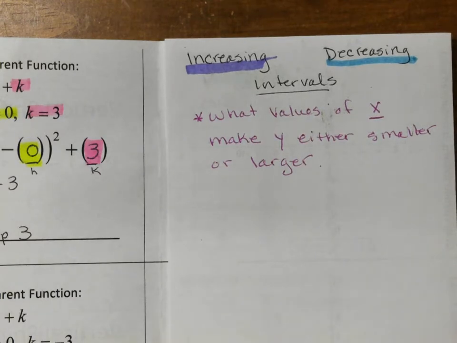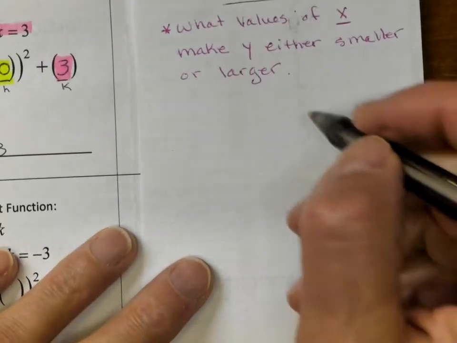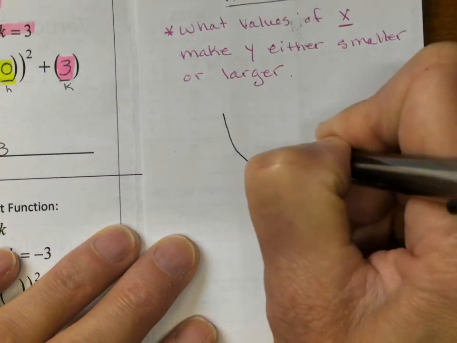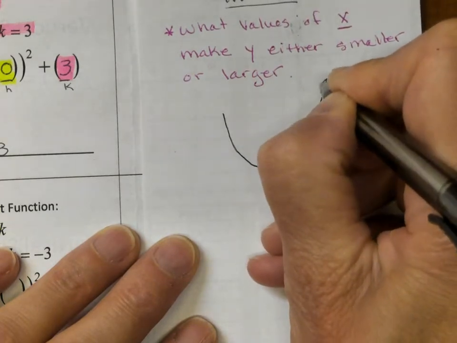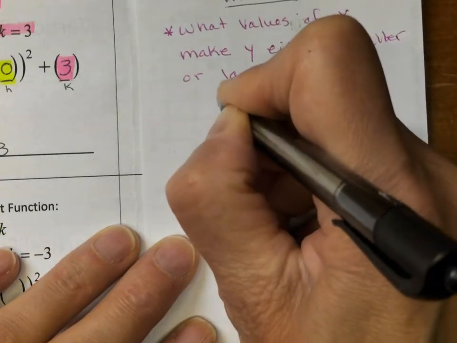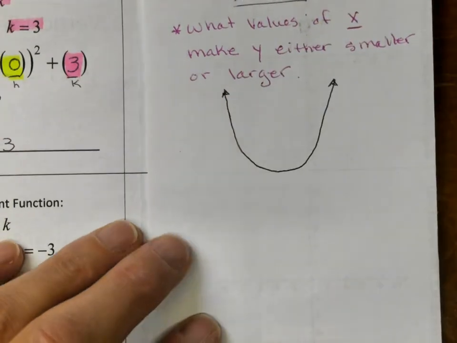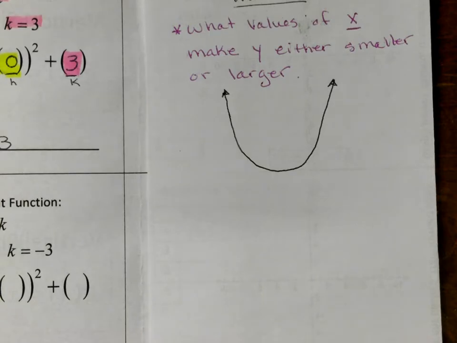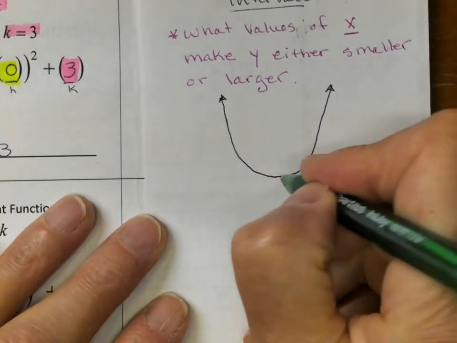So let's go ahead and we just draw one parabola. I'm going to draw a parabola going up, just like we've been doing. And notice I'm not putting it on my XY axis right now. So the first thing I'm going to do is look for my vertex, which is right here.